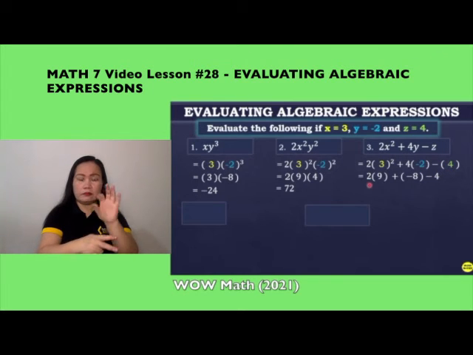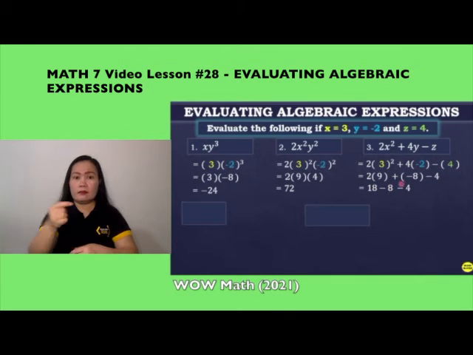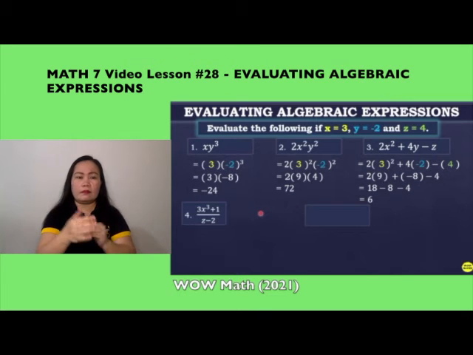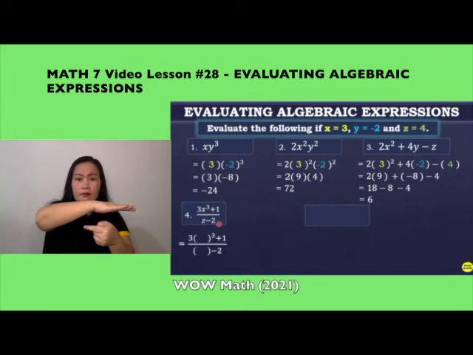Okay, so simplify natin. 2 times 9, that is 18. 18, positive, negative, so negative 8. And then, bring down. So, 18 minus 8, 10. 10 minus 4, 6. Okay, next. So, I have here 3x cubed plus 1 over z minus 2. So, substitute muna natin lahat.